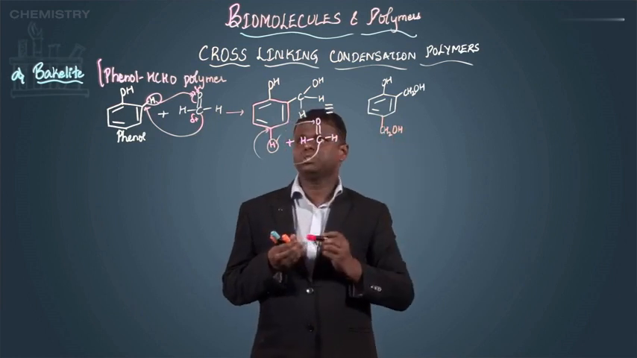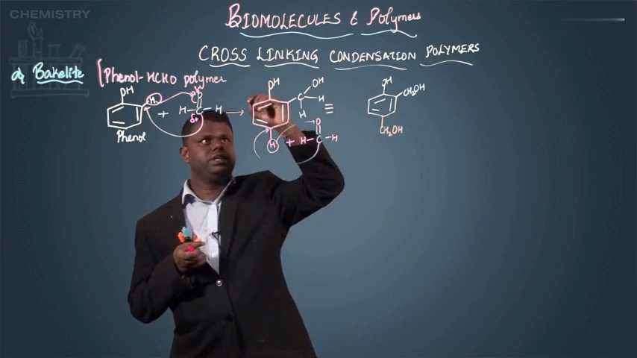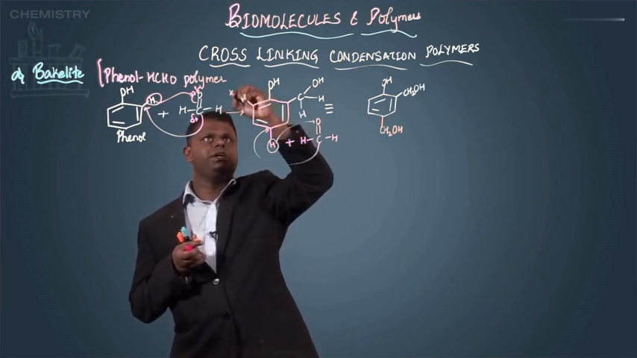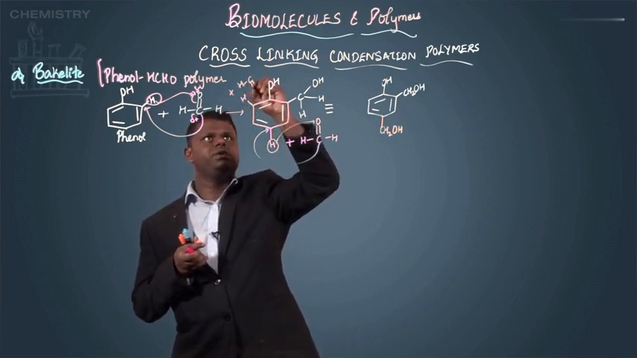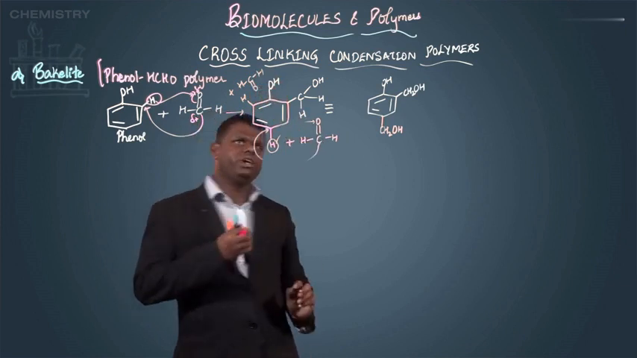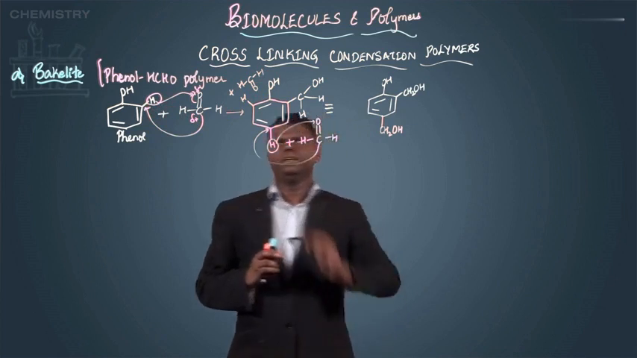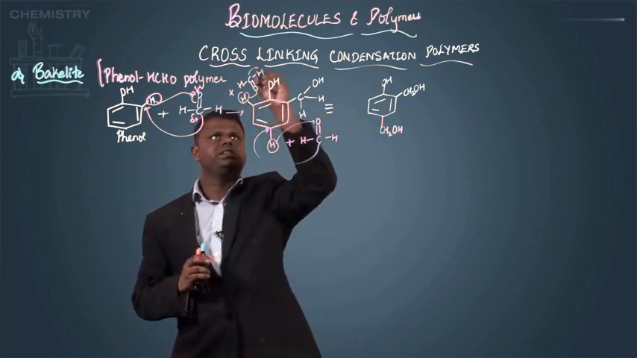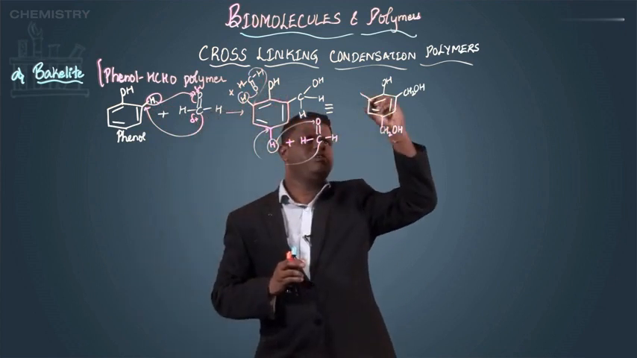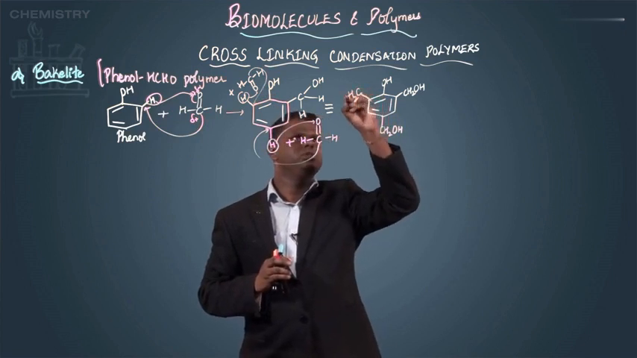Now there is one more ortho hydrogen over here. So the same thing could happen here also. You have HC double bond O. As we already know, this hydrogen is removed and it goes to O. So this hydrogen goes to O, and this carbon gets connected over here. So it forms something like CH2OH.